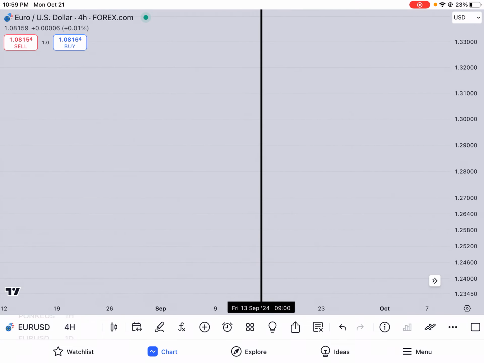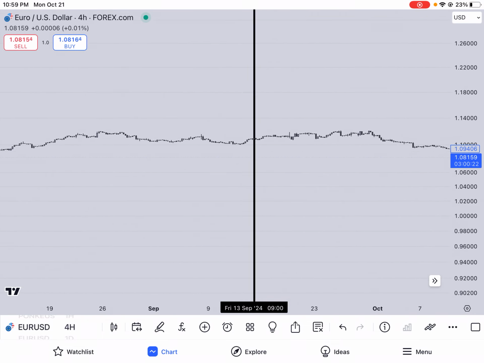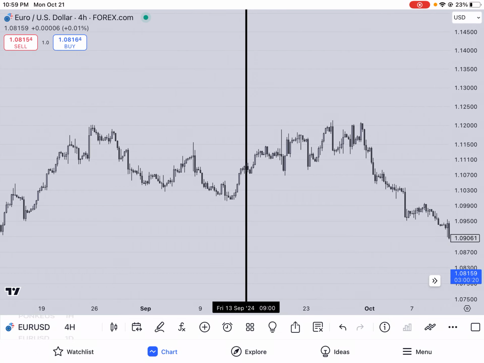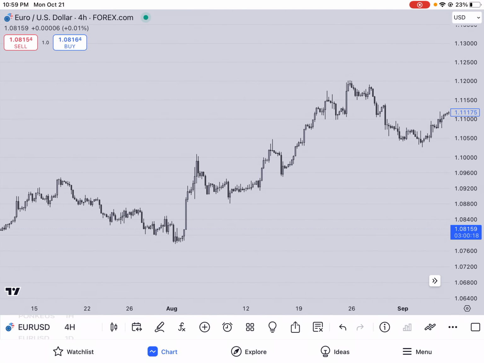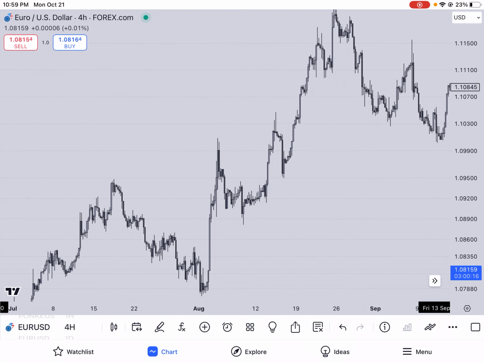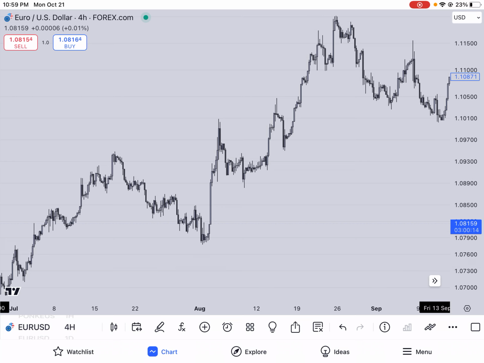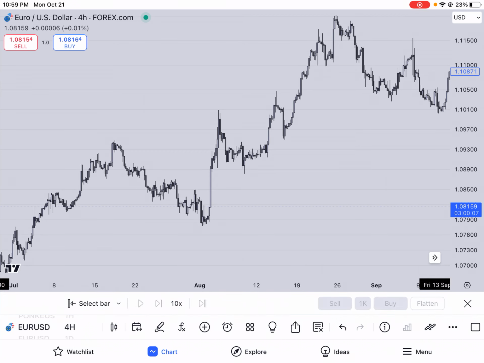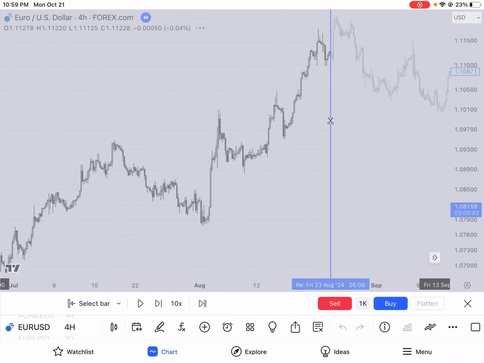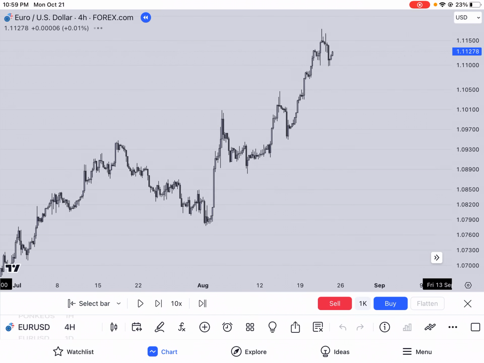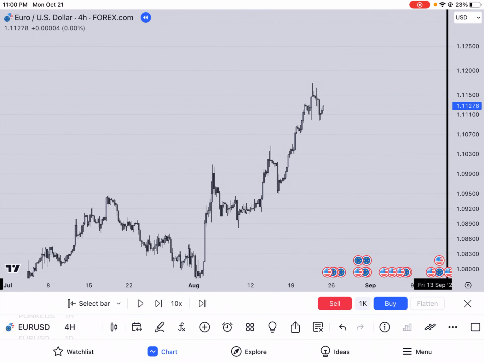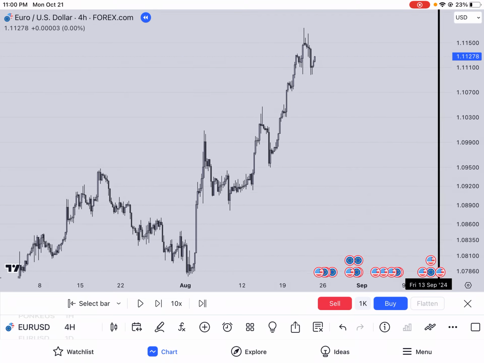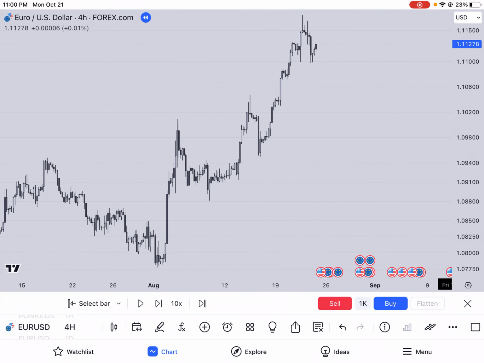Alright, on a real chart, you can see that we are on the 4-hour time frame. This is a live chart, okay? We are on the 4-hour time frame.